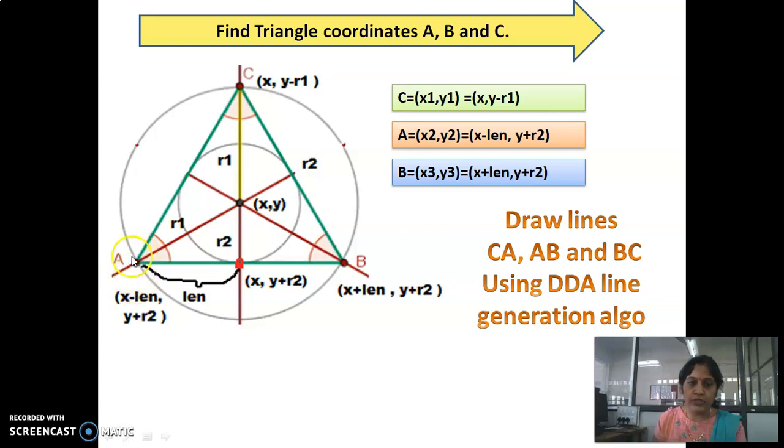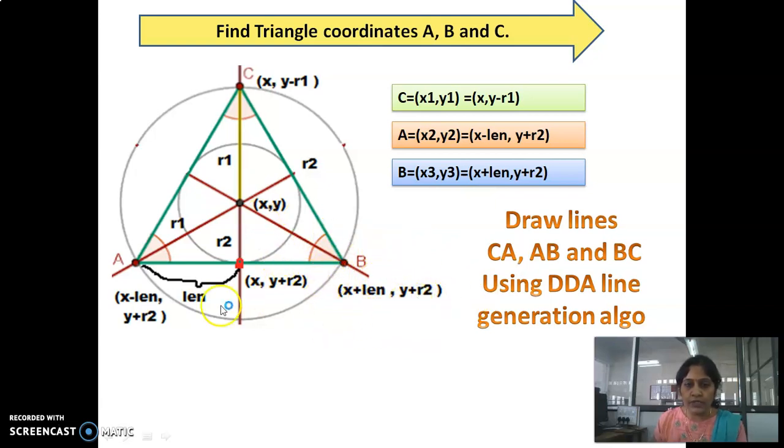Y plus R2 is nothing but the y coordinate for the A coordinate. A has the coordinates x minus length comma y plus R2. Similarly B has the coordinates x plus length comma y plus R2. We are considering this as the incrementing x-axis and this as the incrementing y-axis. So y will increment downward and x will increment from left to right. By using that we have calculated the formula.